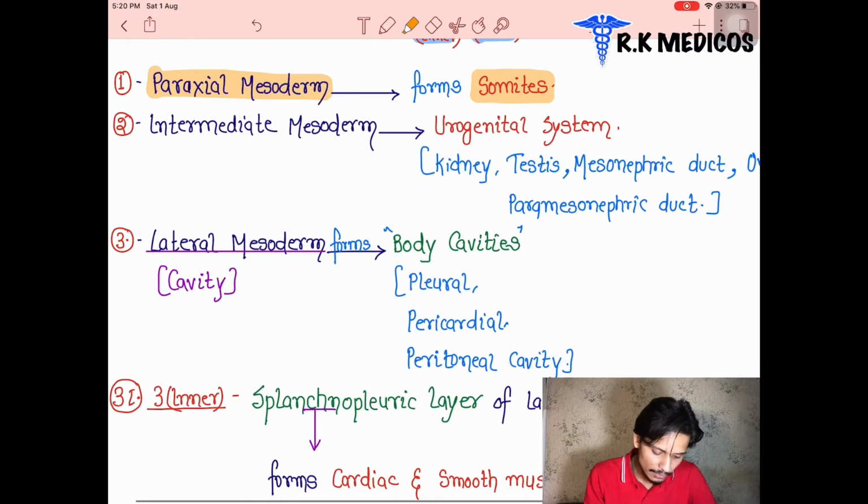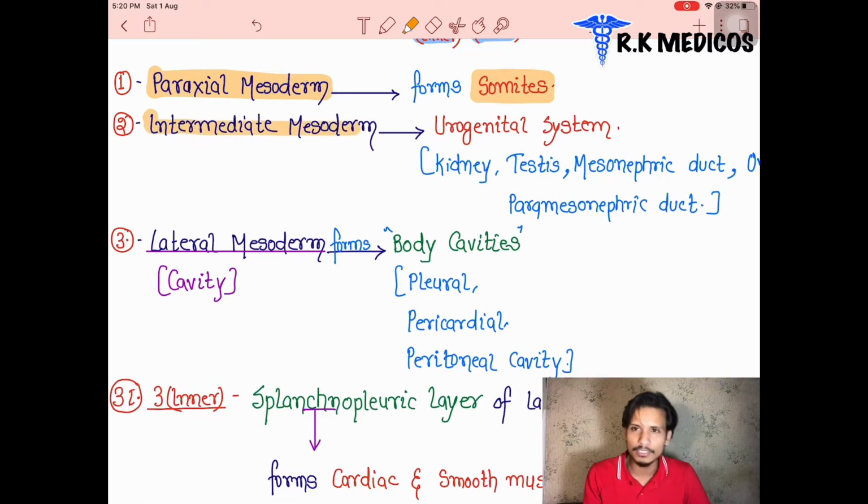So next one, intermediate mesoderm. Just remember, just aside of it, there is an intermediate mesoderm present, and it is going to develop the urogenital system.